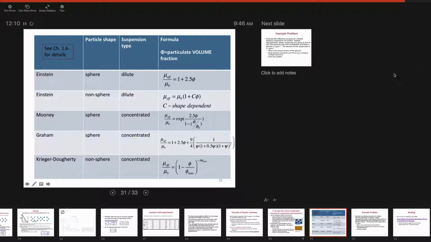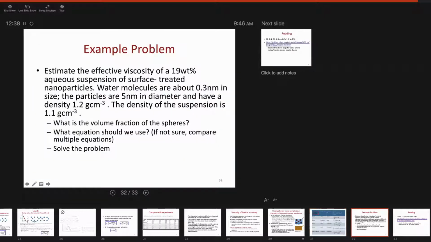So I'm going to justify that this formula should be okay, right? If I use the simplest one, I don't have any other information that would tell me otherwise, so I'm just going to go with it. If you put 10% here, 0.1, this is 0.25. So the effective viscosity is only 1.25 times that of the original liquid. Okay? So that's how the process works.